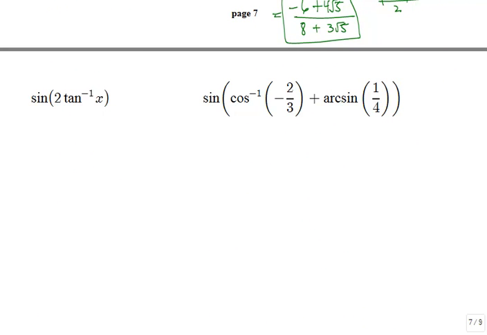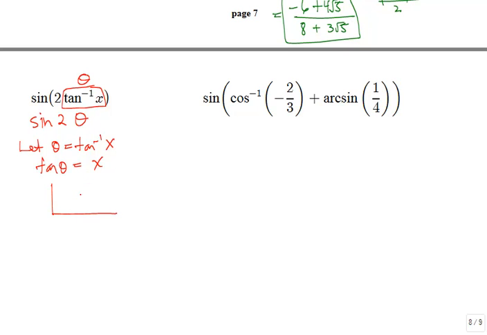Okay, next one. Sine of 2 inverse tangent of x. So this is just like the other ones, except we don't have fractions here. We have an x. Don't let that throw you. Anytime you see an inverse symbol like this, that's an angle, so call it theta. So this is really asking us to find sine of 2 theta, and we're letting theta be the inverse tangent of x, which means tangent of theta is equal to that x. And we're going to draw a triangle.